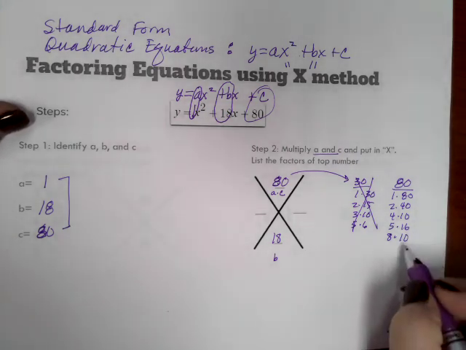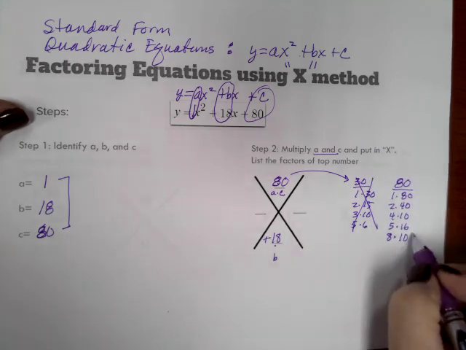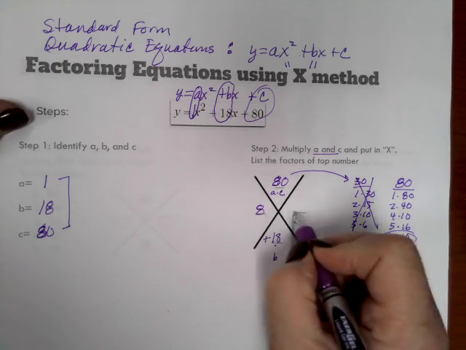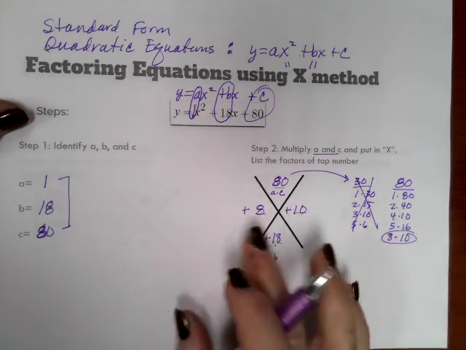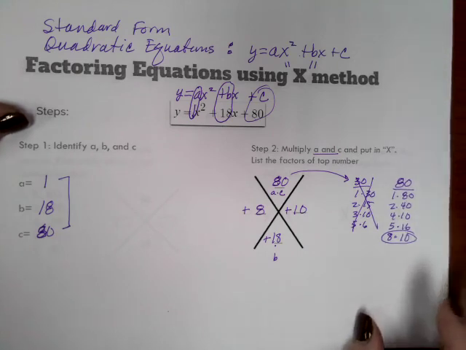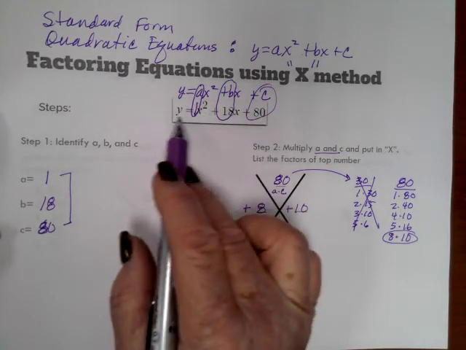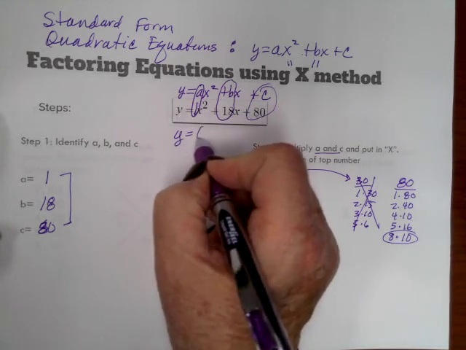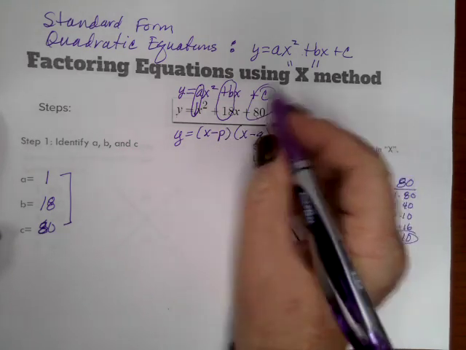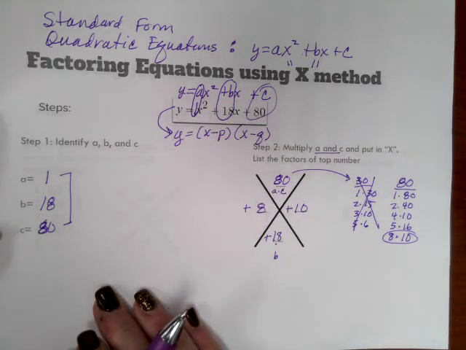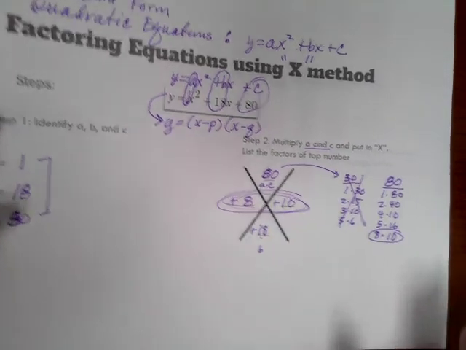Which numbers would add or subtract to give us plus 18? Probably going to be 8 and 10. So we're going to put an 8 here and a 10 here and put a plus and a plus. Now, these two factors are going to be really important in just a minute when we write our factored form of this equation. Remember, we want to try to put this equation in y equals x minus p times x minus q. So we want to transpose it to this right here. In order to do that, we're going to need these two factors.